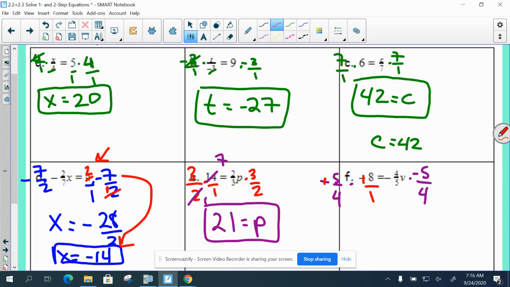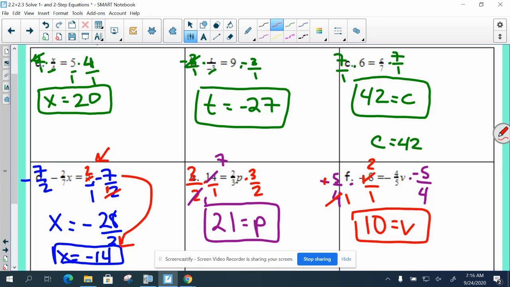I'm going to put the 8 over 1. And then also I can cross reduce here with 8 and 4. 4 goes into 8 twice. So that turns into a 1, 8 turns into a 2. 5 times 2 is positive 10, since the negatives canceled.